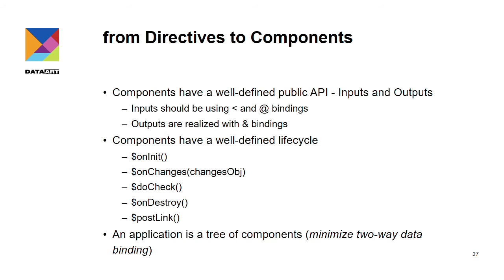There should be inputs and outputs. Inputs should be using one-way data binding, and outputs are realized with method bindings. Components also have a life cycle, and the application should be built as a tree of components, and of course minimize two-way data binding.